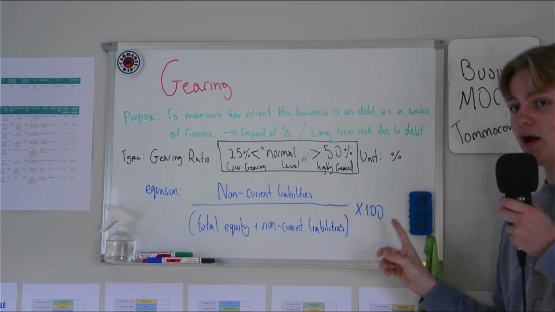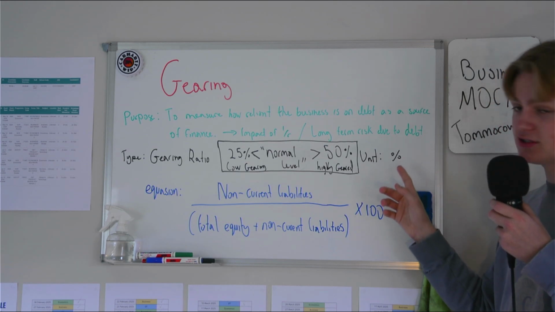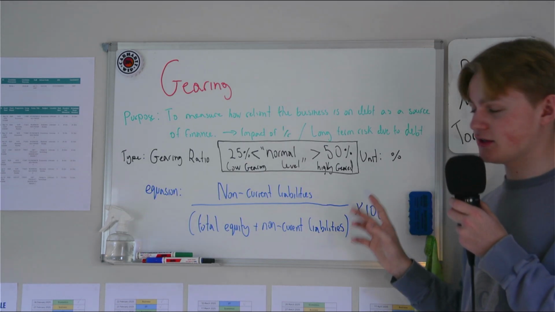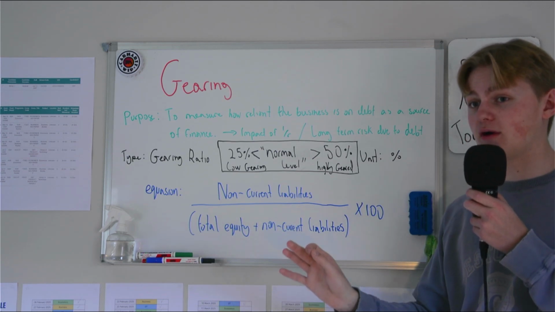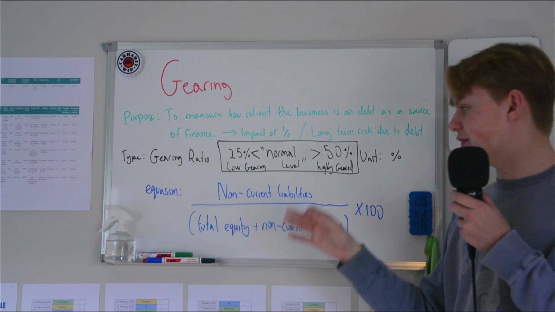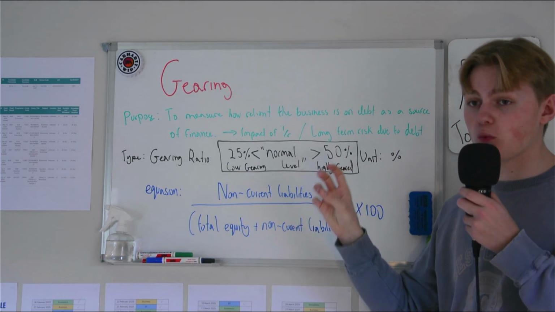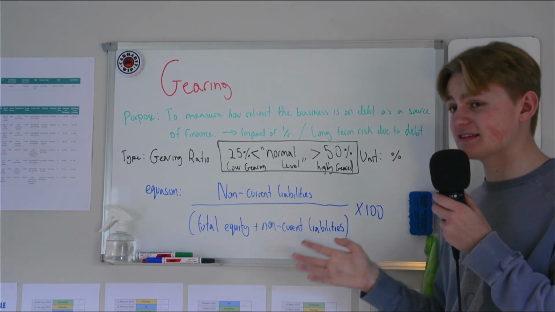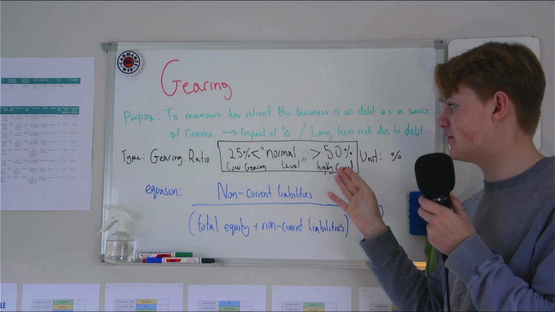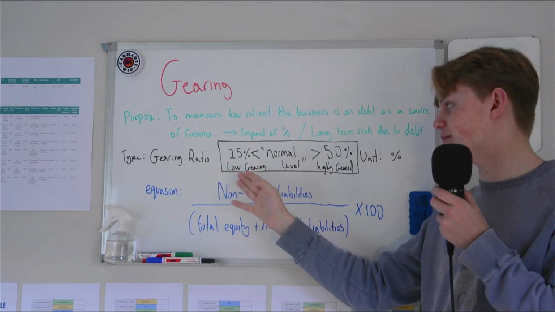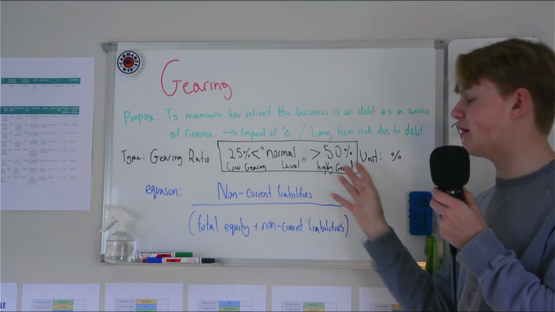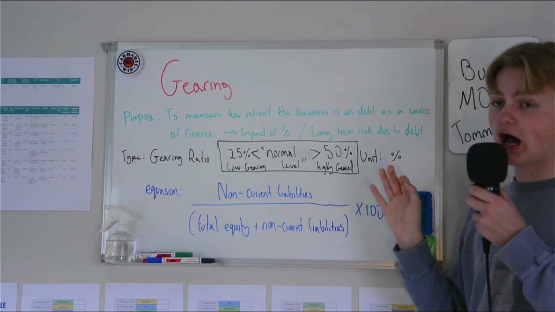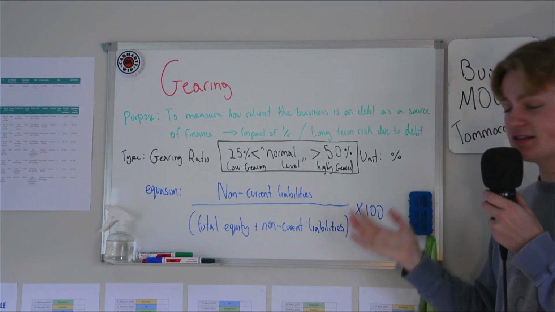And then we times that all by 100 to make it a percentage, which is what the unit is. And the normal level of gearing, however, depends on the industry. That's a good level of evaluation to say that it depends on the industry. What a normal level of gearing is, is essentially between 25 and 50%. So anything less than 25%, the business is considered to be low gearing, and anything above 50% is considered to be highly geared. And that is gearing for you.